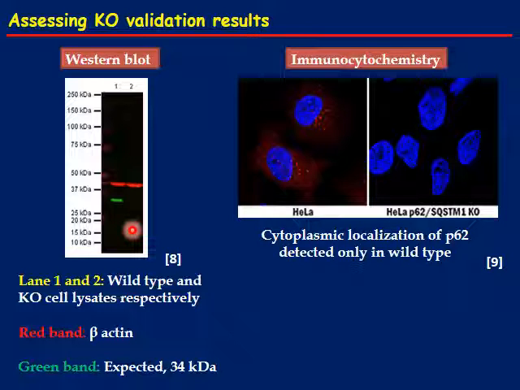Here in the immunocytochemistry result, the localization of P62 protein is only present in the case of wild type HeLa cell lysates, whereas the signal is completely absent from the knockout case. So that means even with use of the antibody, there won't be any antigen-antibody reaction, because there is complete absence of the target protein expression, therefore there won't be any signal. So it indicates the validation of antibody specificity.